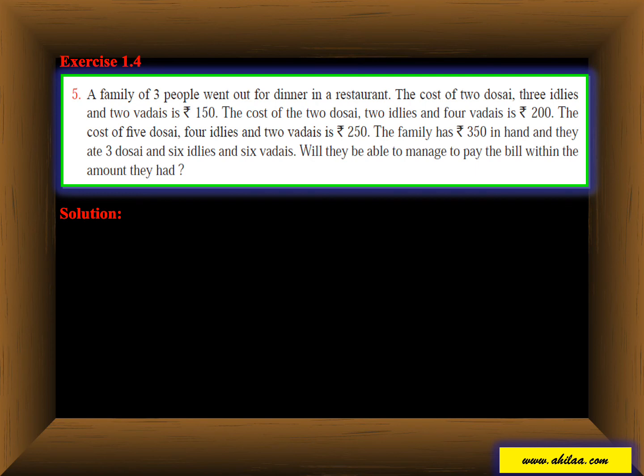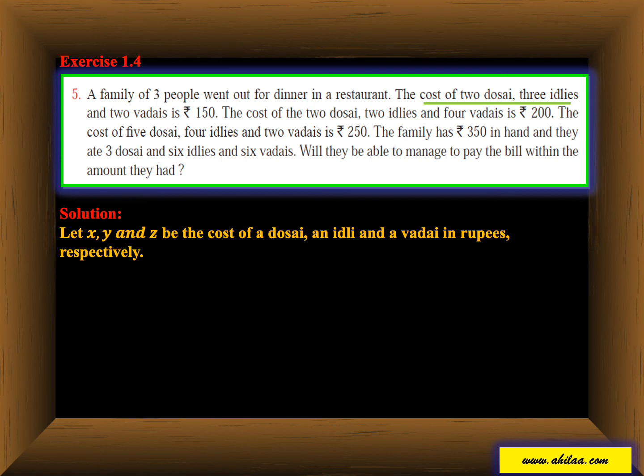So, it's a simple problem to make the equations. We can consider the cost of 1 dosai, 1 idli and 1 vadai as our variables x, y, z respectively. So here, let x, y and z be the cost of a dosai, an idli and a vadai in rupees respectively. So first, given cost of 2 dosai, 3 idlis and 2 vadais is rupees 150. So the equation is 2x plus 3y plus 2z equal to 150.